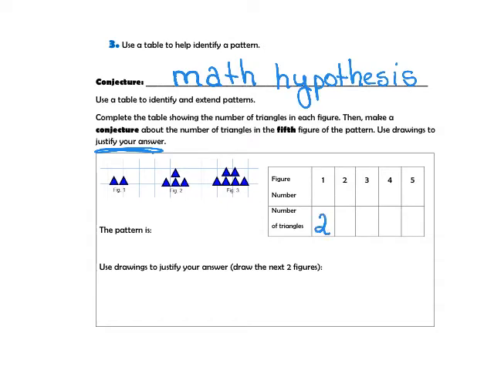Figure 1 has 2 triangles. Figure 2, I notice, has 4 triangles. Figure 3 has 6. So you may notice, as far as the pattern of number of triangles, we can see that the number of triangles in each term is increasing by 2. So my conjecture would be that the 4th figure would have 8 triangles and the 5th figure would have 10. I'm going to draw it now to see if that works.